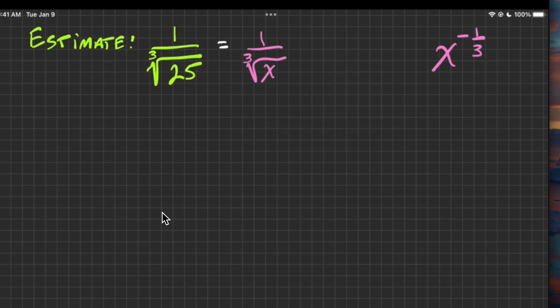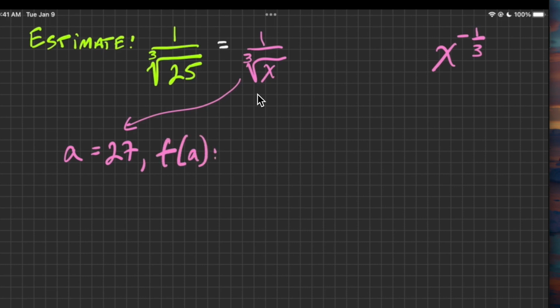All right, let's hold on to that for a little bit and proceed with picking our a value. So if this is our working function over here, we're going to pick an a value that's easy. So a equals 27 will make things easier. We're immediately going to do f of a because we want the y-coordinate of our point. So we're going to have 1 over the cubed root of 27. The cubed root of 27 is 3. So our y value is going to be 1/3.